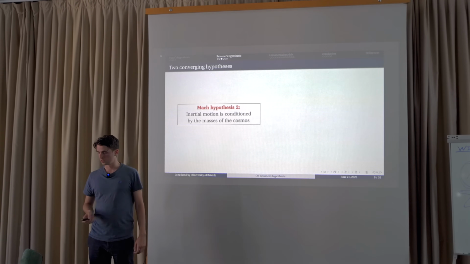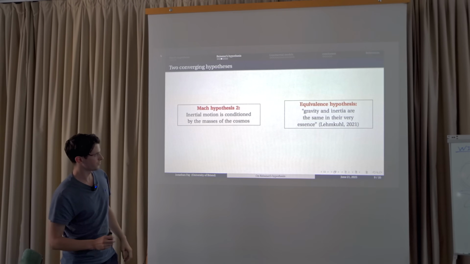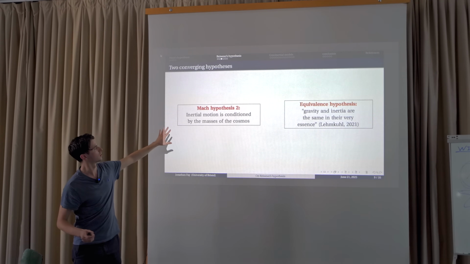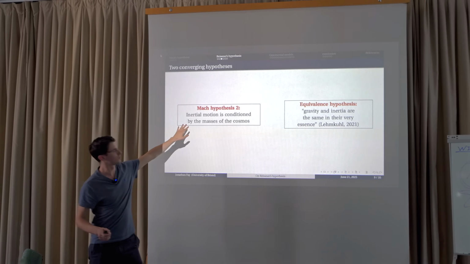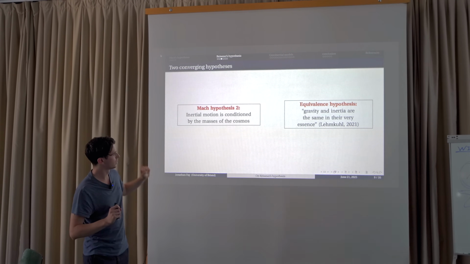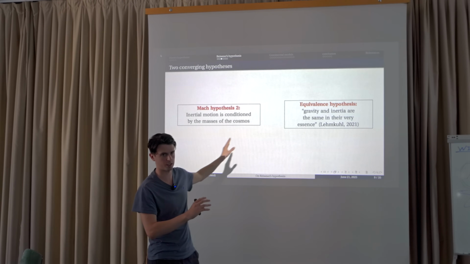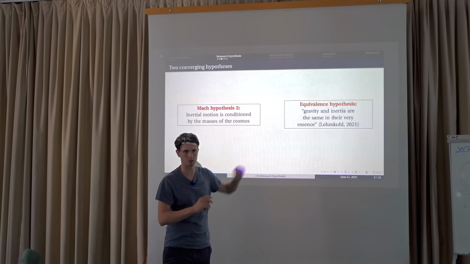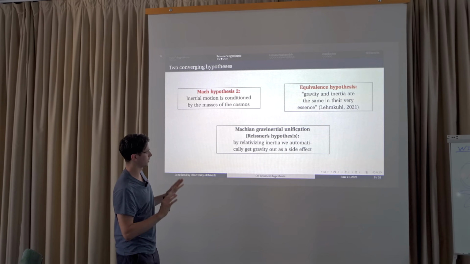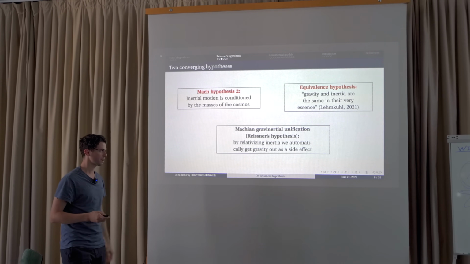All right. So if we combine this second hypothesis of Mach with the equivalence hypothesis, that gravity and inertia are the same in their very essence, we can see that these two go together quite nicely, right? We know that inertial motion, so if Mach is right and inertial motion is conditioned by the masses of the cosmos, inertia comes from a mass-mass interaction. We also know that gravity involves a mass-mass interaction, right? Gravity is an interaction between masses. And so this already suggests the equivalence hypothesis, right? That gravity and inertia have something to do with each other. And this is what I'm going to call Weissman's hypothesis, is the convergence of these two ideas in the idea that by relativizing inertia, we're somehow automatically going to get gravity out as a side effect. Okay.